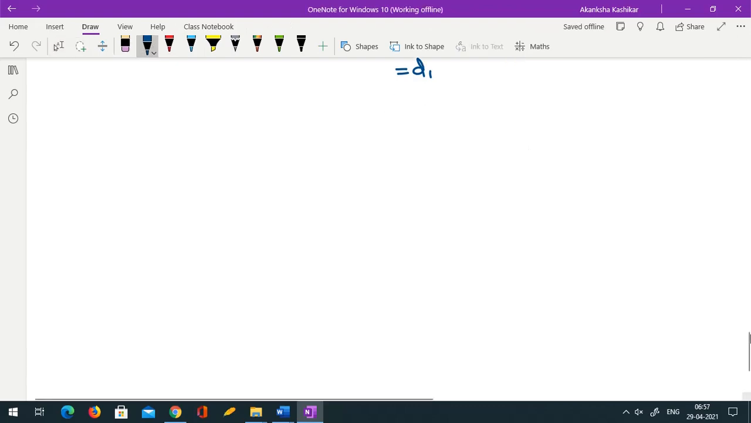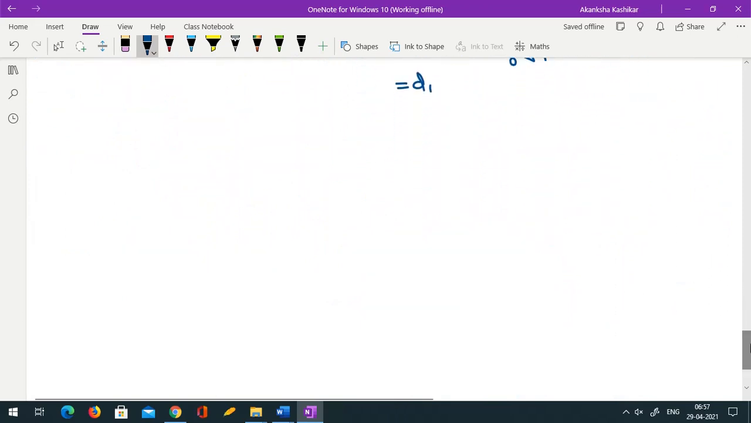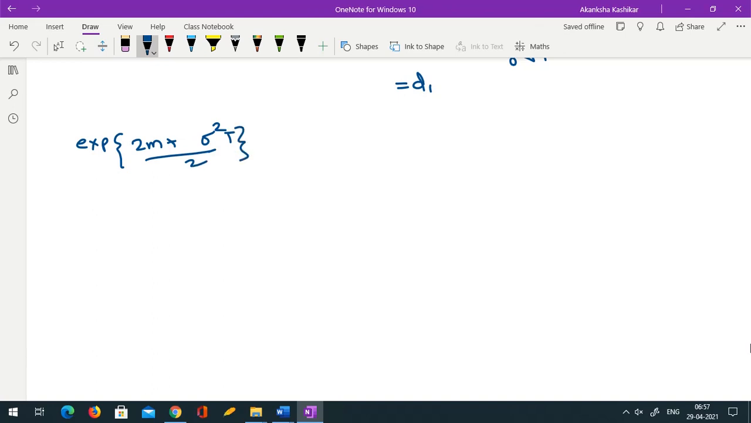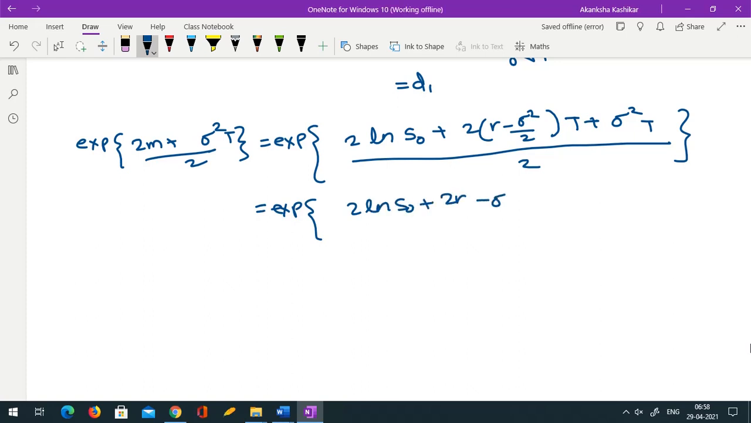So we have to substitute value of m in this first term also. Okay, so let us try to do that now. So e raised to 2m plus sigma square t by 2. So here also we have to substitute m. So this would be e raised to 2 times m would be 2 times ln s naught plus 2 times r minus sigma square by 2 t plus sigma square t whole thing divided by 2. Okay, so this is e raised to 2 ln s naught plus 2r minus sigma square t plus sigma square t divided by 2.